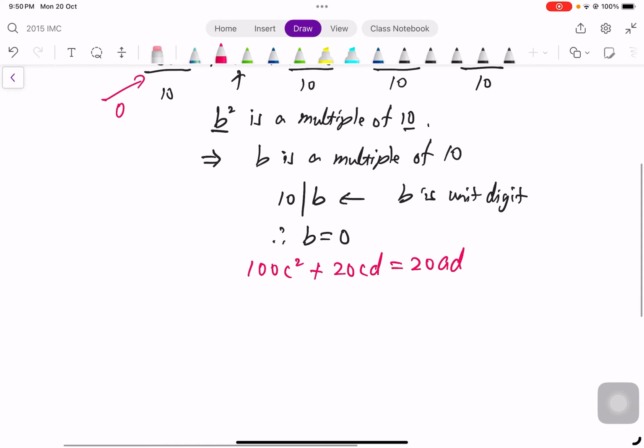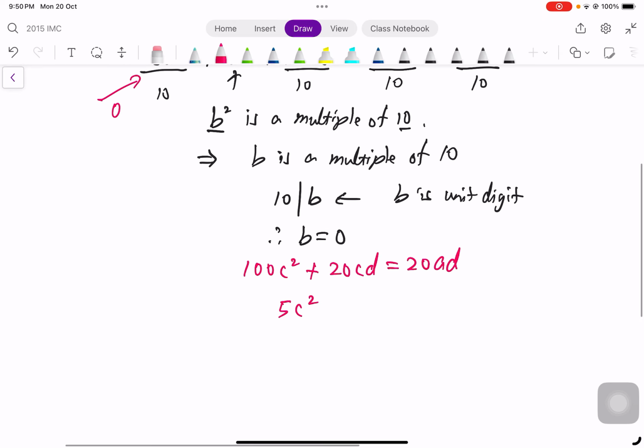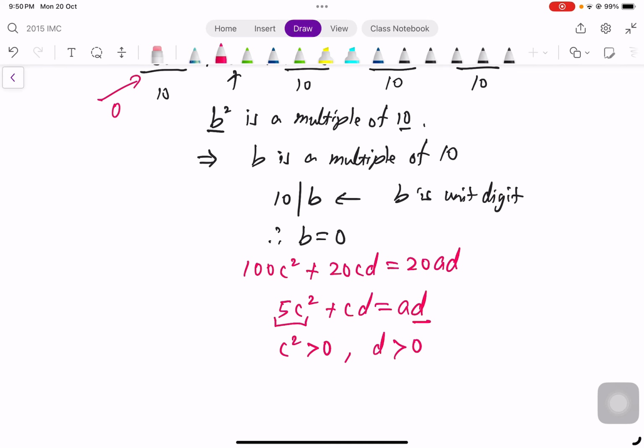All right. And then you divide by 20, you get 5C squared plus CD, and this would be just equal to AD, right? And obviously, can you see that your C squared has to be positive, right? And in this case, obviously, your D must also be positive. Therefore, I can write 5C squared is actually equal to D multiplied by A minus C. Therefore, again, C squared is positive, and your D is positive. Therefore, A minus C must be positive. Therefore, your A is actually greater than C.